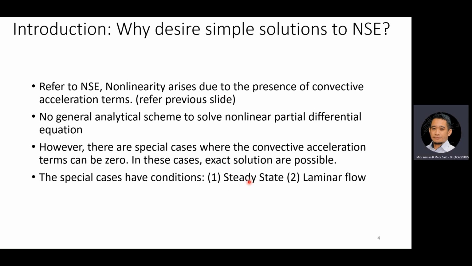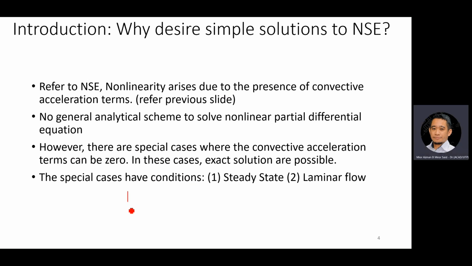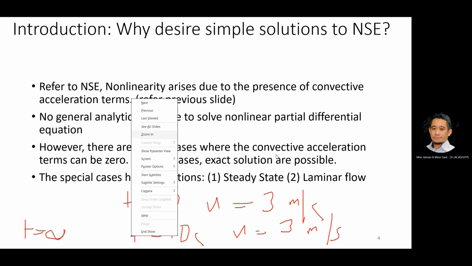I think you know what steady state is, right? Steady state is the case when all the values remain the same at any particular time. For example, at t equal to 0, let's say u is 3 meters per second. And if t equals 10 seconds, u will also remain 3 meters per second. So here it is a steady state. And so on, if t equals infinity, u will remain the same, 3 meters per second. This is what we call a steady state.